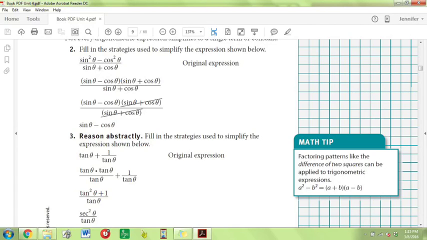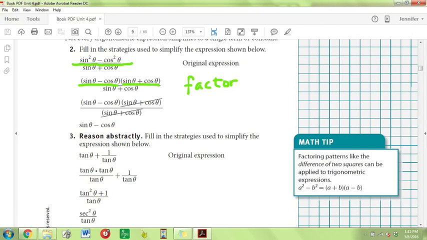Here on number 2, we've got sine squared theta minus cosine squared theta over sine plus cosine. And one strategy that's going to be good for us to use on this one is factoring. If you notice here in the numerator, we have sine squared theta minus cosine squared theta. So what I have there is a difference of squares. I can factor that to be sine theta minus cosine theta and sine theta plus cosine theta. And so that strategy here is factoring.